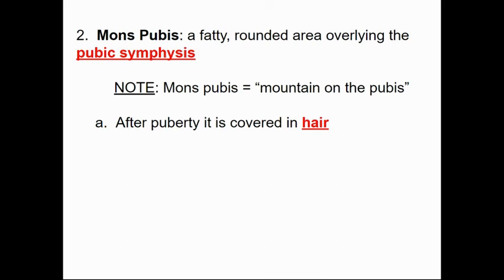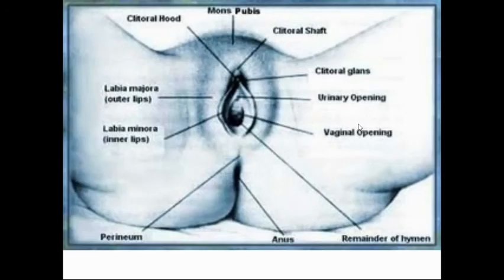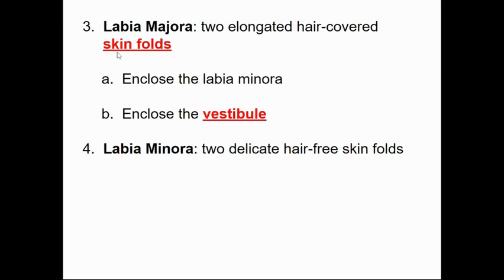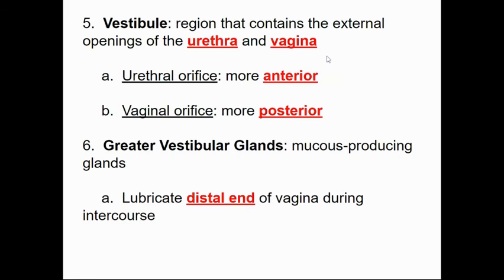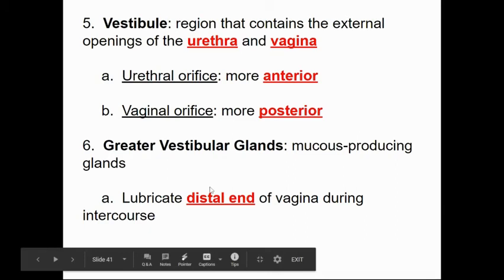The mons pubis then is this fatty deposit on top of the pubic symphysis, and that can be covered in hair. So again, this would be the mons pubis, and that is sort of a secondary sex characteristic that develops. Okay, the inner folds and the outer folds are those labia and enclose the vestibule. And that is the region that has the urethral orifice, which is anterior, and the vaginal orifice, which is more posterior. And then the glands play a role in lubrication of the vagina, especially during intercourse.